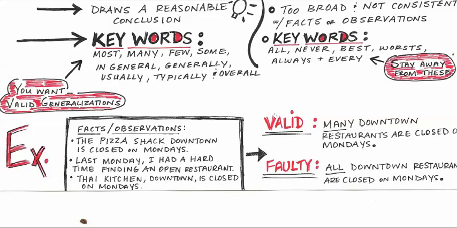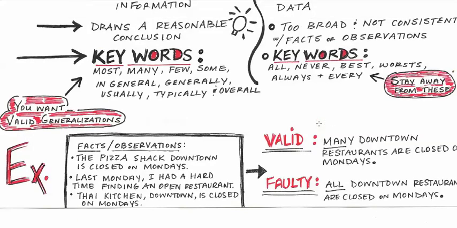So a valid generalization that you can make on this is that many downtown restaurants are closed on Mondays. Because look, I've got the Pizza Shack, the Thai restaurant, and then I remember that last time when I went downtown, it was really hard to find an open restaurant on Mondays. But a faulty one would be that all downtown restaurants are closed on Mondays. Here's the reality. That day when I went down that last Monday, maybe I found a restaurant. When I use these words like all or never, it implies that something can't ever change and things always can change. Notice that big faulty generalization that I just made.